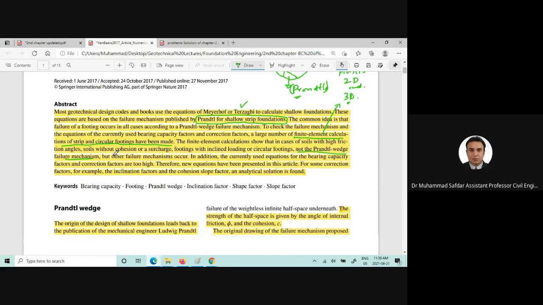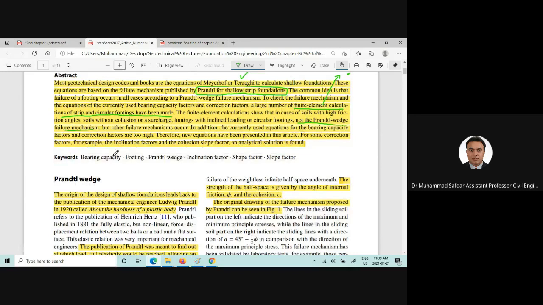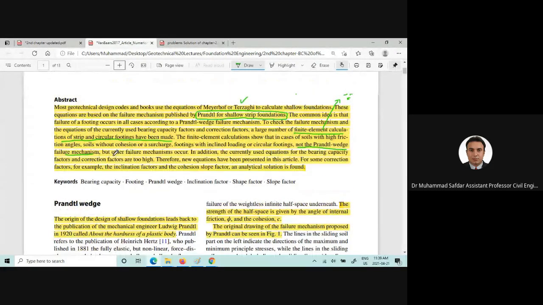In addition, the currently used equations for bearing capacity factors and correction factors are too high. Therefore, new equations have been presented in this article for some correction factors, for example the inclination factors and the cohesion and slope factors, and an analytical solution is found. Okay, thank you very much, Ashad.